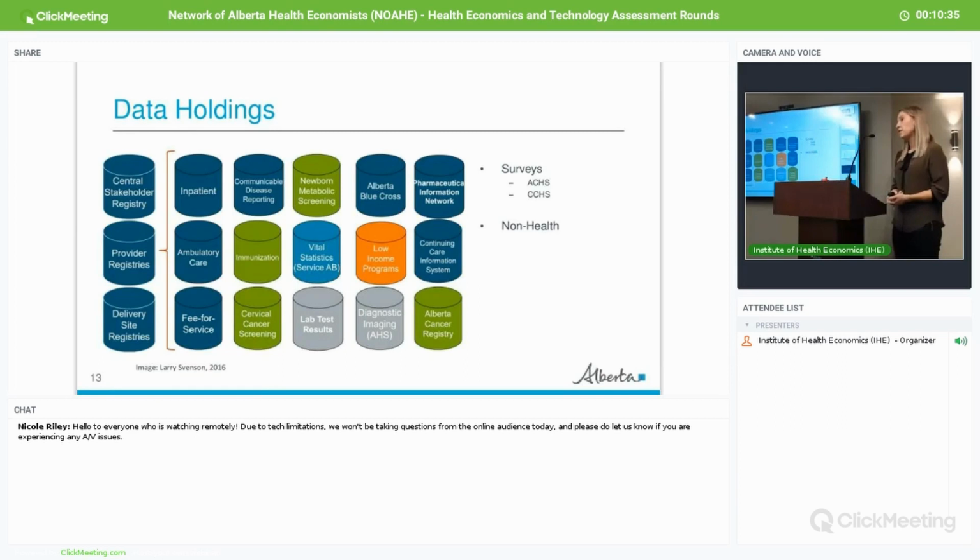We also have some important non-health data that helps us link everything else that we have. So on the far left side, we have our central stakeholder registry. It sounds super boring, but it's basically a listing of who registers with the Alberta Healthcare Insurance Plan and what sort of coverage they have. So we can get some good socioeconomic information out of that as well. The central stakeholder registry will also allow us to identify uniquely if someone's PHN has changed and reconcile those records, so we're tracking the same person throughout time. Provider registries give us information about who is providing services, what their credentials are, and when they've received them. And delivery site registries let us know how facilities are classified and when they came online.